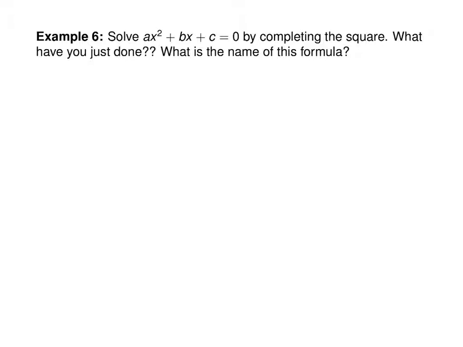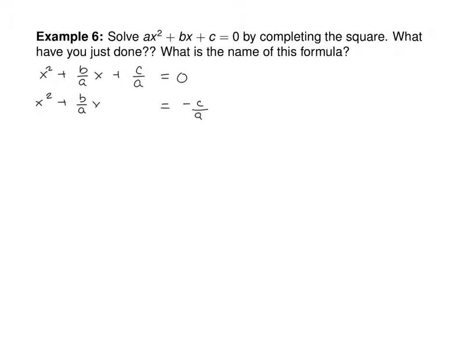Okay. So that will give us x squared plus b over a x plus c over a equals 0. So far not hard, right? You just divided by a. Move the c over a onto the right. And it's negative c over a over there, right?